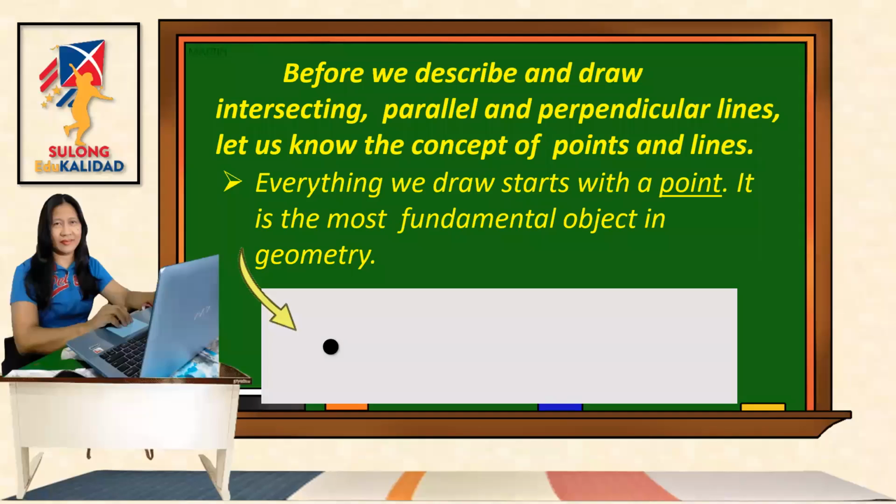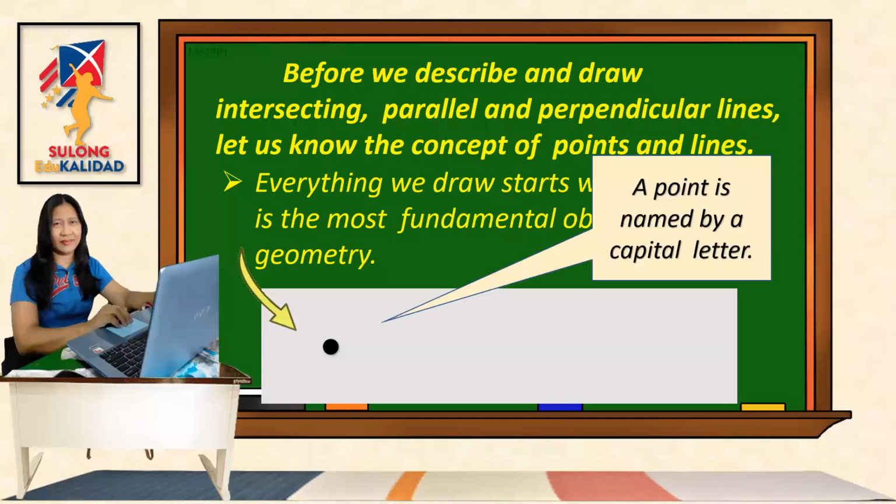In geometry, we give a name to a point. A point is named by a capital letter. Like, for example, look at the point. I will give it the name P.